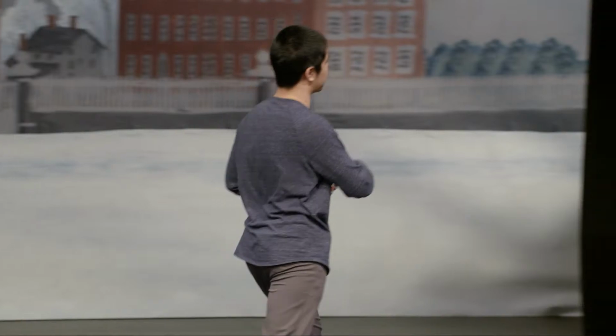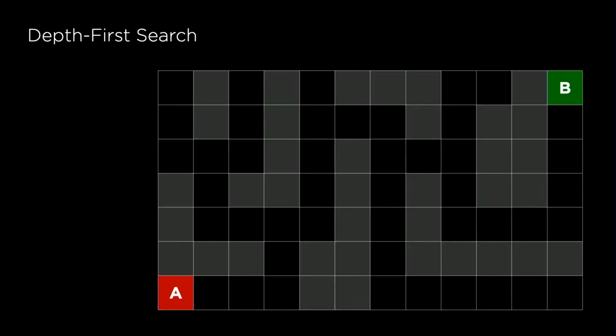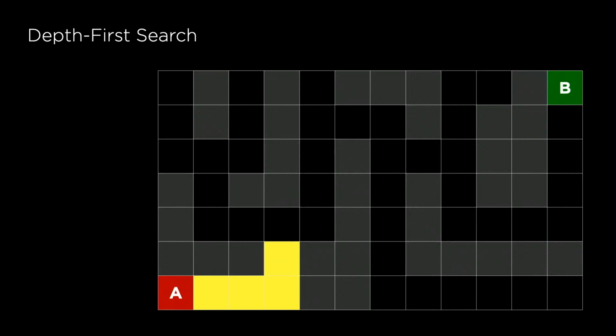So I can show you what that looks like. We're starting at point A. We're trying to get to point B. And the way our AI might work is that we might start by just following one square after another. Initially, we don't have much choice in the matter. We haven't reached any branching points or any forks in the road. But at this point right here, now we have a decision. We could go left or we could go right.